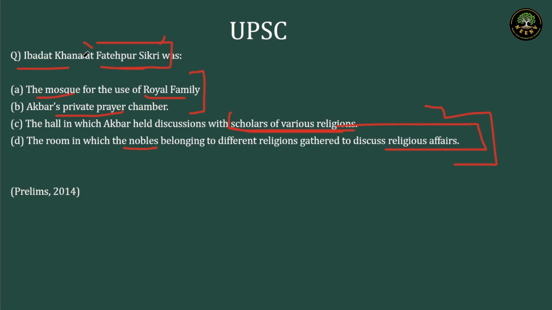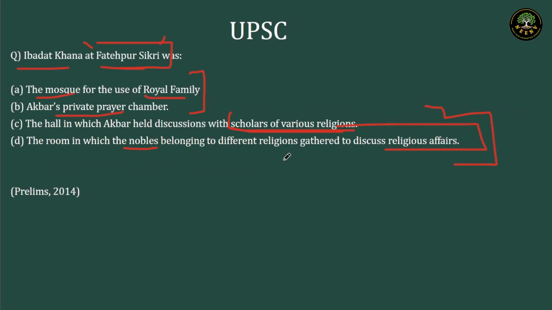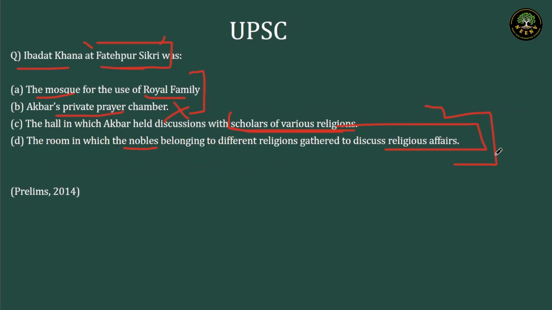But Ibadat Khana is a fundamental conceptual question which everybody should know. The answer is it's a space where Akbar invited spiritual leaders from various religions, including Jesuit priests, Sufi saints, and that's the place where he had discussions on teachings of various religions. It is also known as Hall of Prayer, but it is not a private prayer chamber of Akbar. The concept should be very clear. And it is based on these discussions that Akbar launched his own religion called Din-i-Ilahi. So understanding historical personalities and concepts very clearly in its context is important to crack questions like this.